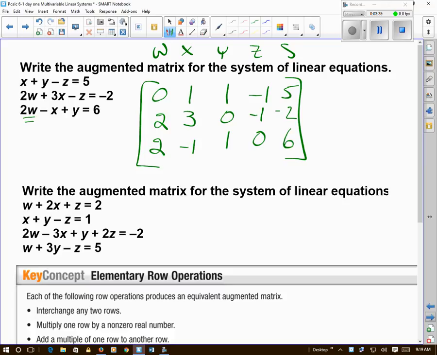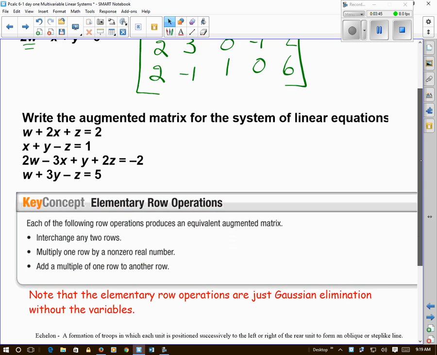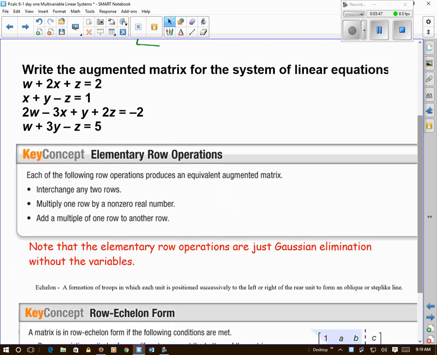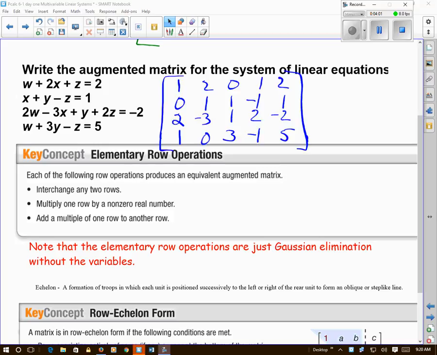So there's the augmented matrix. That's all we're looking for there. So take a minute and write the augmented matrix for this next system of equations. Once again, we have w, x, y, and z. And here we have the augmented matrix for that system of equations.